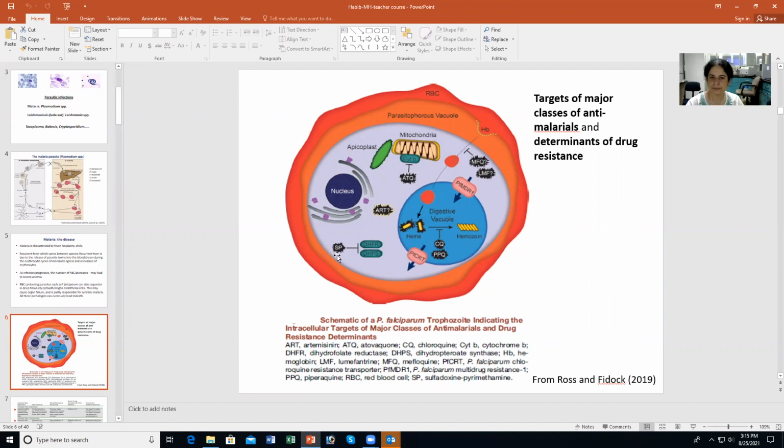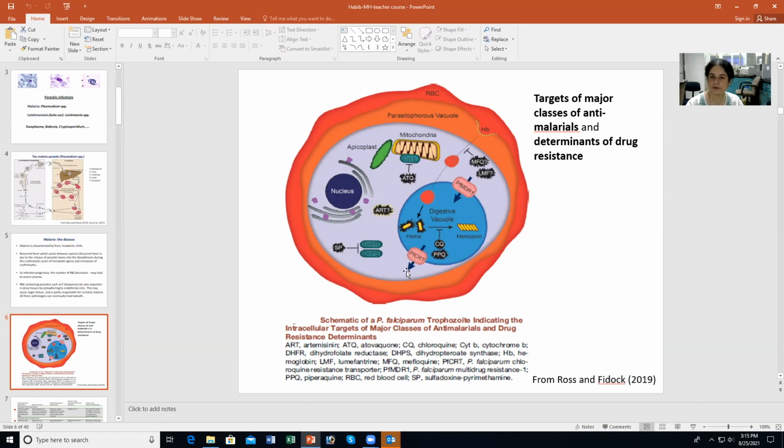Similarly, you have sulfadoxine-pyrimethamine. Sulfadoxine-pyrimethamine target DHFR and DHPS. If they have mutations in DHFR or DHPS, which affect sulfadoxine or pyrimethamine binding, the resistance to these drugs develops. Now, this is the way the target of the drug can be mutated or modified to affect the binding site of the drug and therefore give resistance to the drug. However, in the case of chloroquine and piperaquine, primarily in the case of chloroquine, piperaquine I'll come to later, the target is not mutated. What happens is that the transporters such as PfCRT here and PfMDR1 on the surface of the digestive vacuole can pump out chloroquine, right?